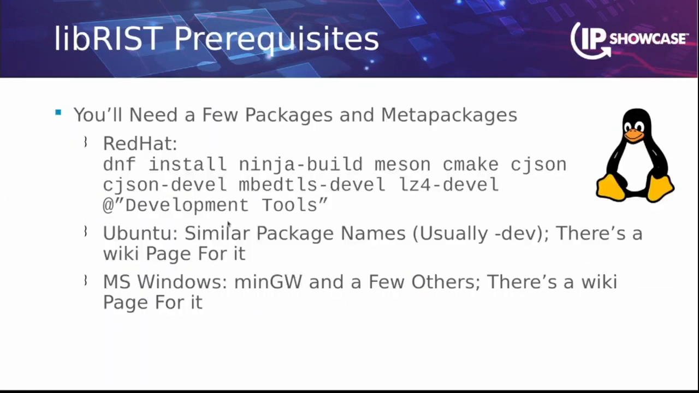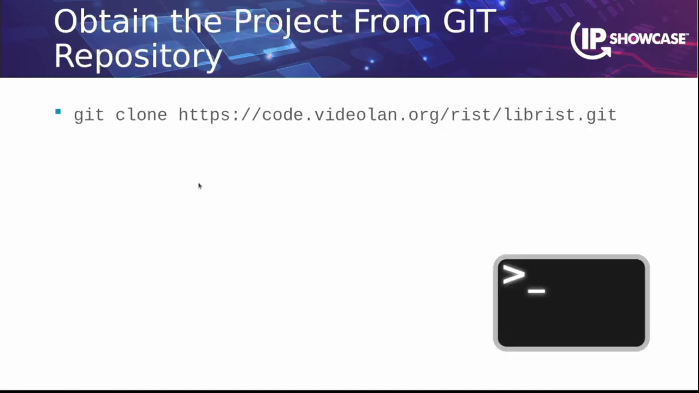Okay. So let's go over briefly what you need if you want to compile libRIST yourself. These instructions are for Linux. There's plenty of documentation for Windows and Mac OS, etc. But the dependencies are just standard packages that are available on any distro, just standard stuff. Once you install the dependencies for compilation, you go ahead and you clone the repository.